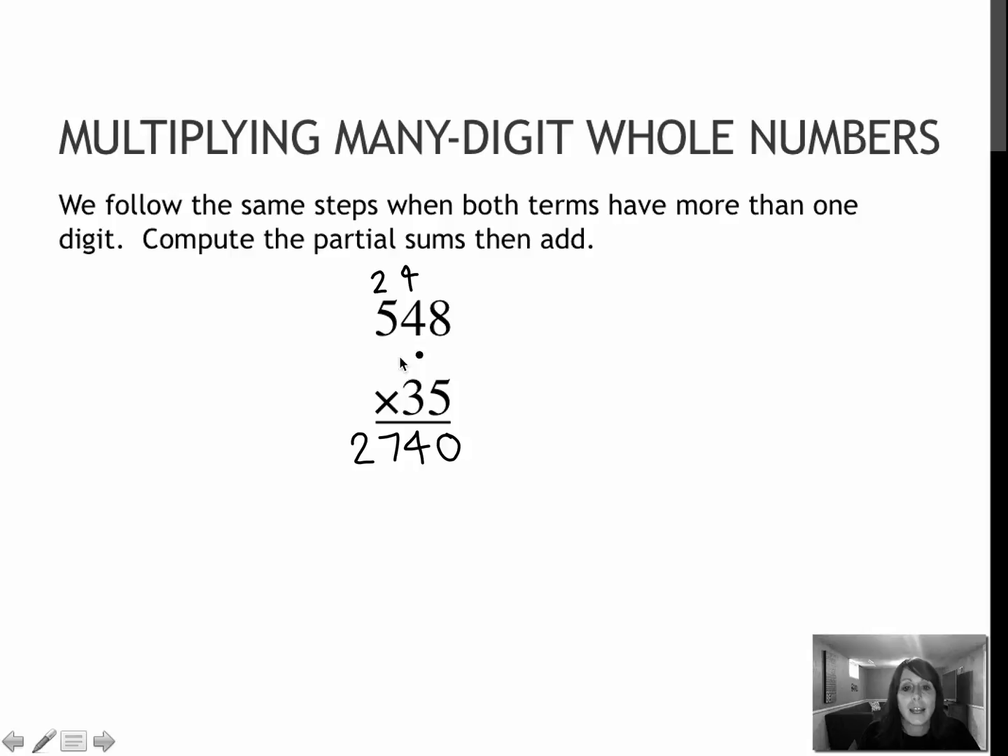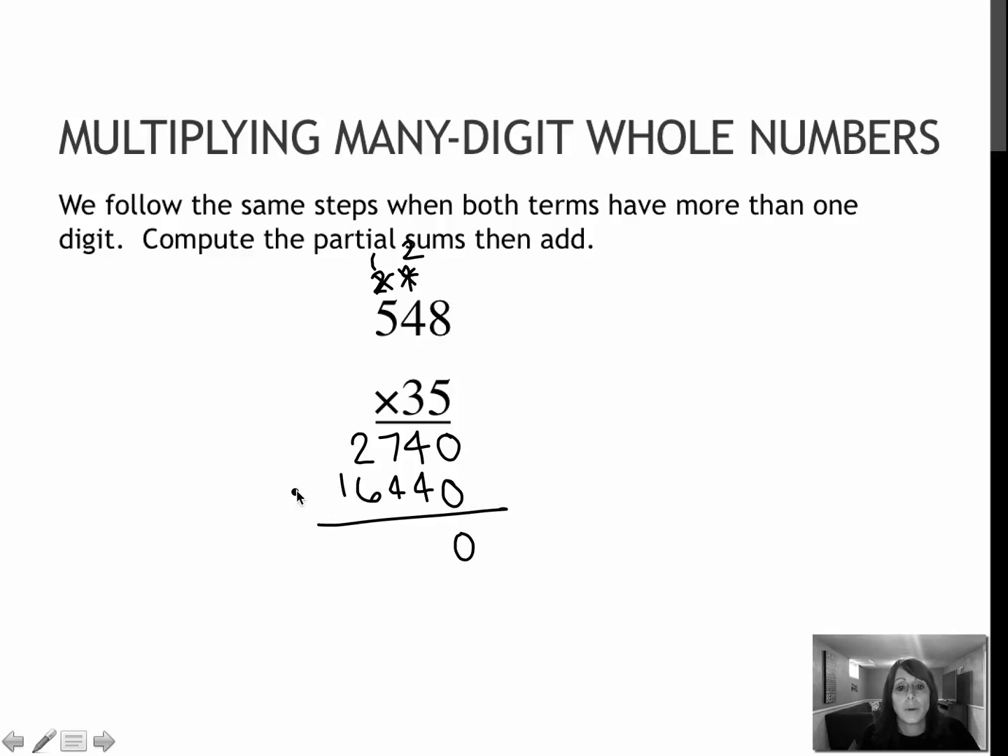Now for my second line, notice I haven't taken 3 times anything yet, but I'm actually taking everything times 30 instead. So I'm just going to go ahead and write that 0 for the 30, and then take everything times 3. So 3 times 8 is 24. I'm going to cross these off just so we don't get confused as we move forward. 3 times 8 is 24, so I'm going to put the 4 here and write a 2 above. 3 times 4 is 12, plus 2 is 14, so I'm going to write a 4 and carry the 1. And then 3 times 5 is 15, plus 1 is 16.